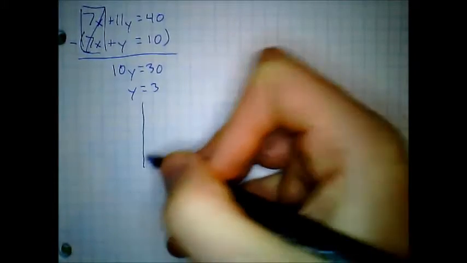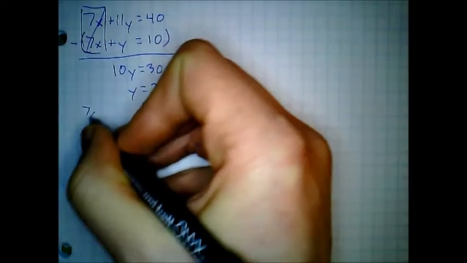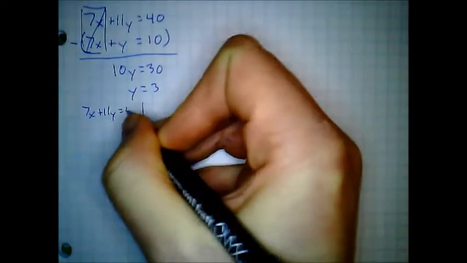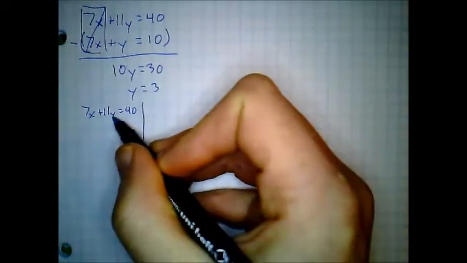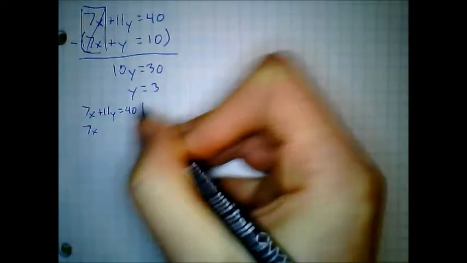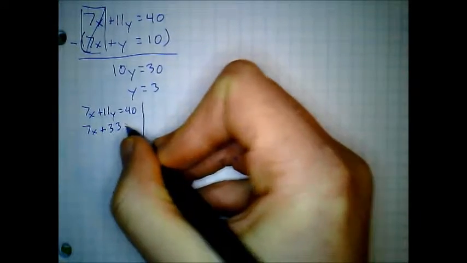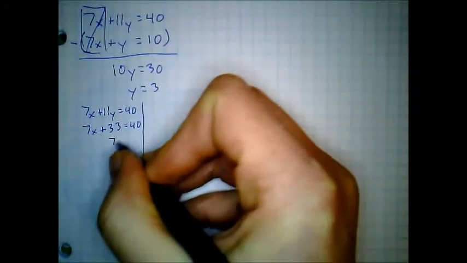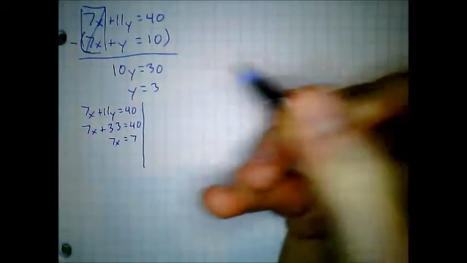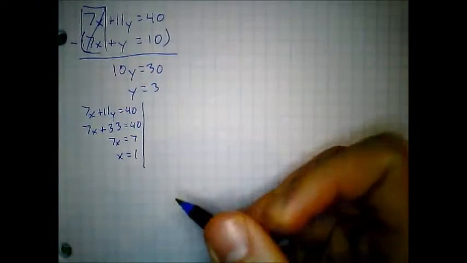And just like always, we have to substitute back in to figure out what our x has to be. So y equals 3, so we're going to do 7x plus 11 times 3. I'm just going to skip a step here and say that's 33, equals 40. Subtract 33 from both sides. Get 7x equals 7. Divide by 7 and get x equals 1.